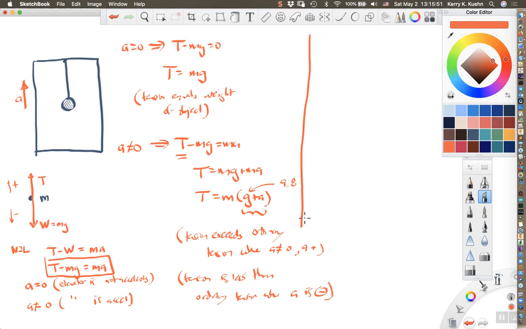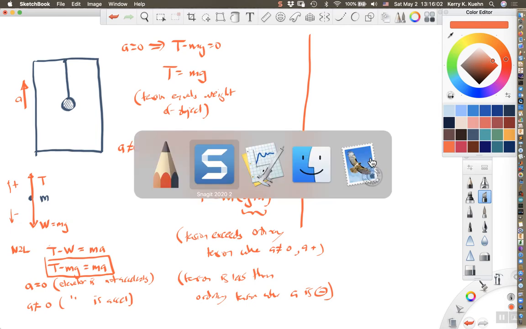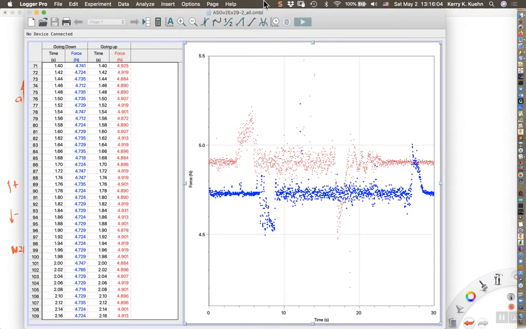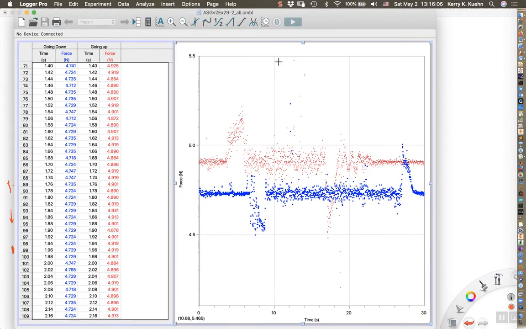So this is precisely what we expect to see when we're measuring, using the force sensor, the weight of an object riding up and down in an elevator. So let's go ahead and open up our lab experiment and analyze our data. Okay, so here are our two data sets.